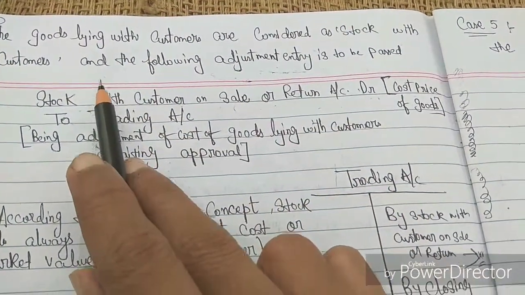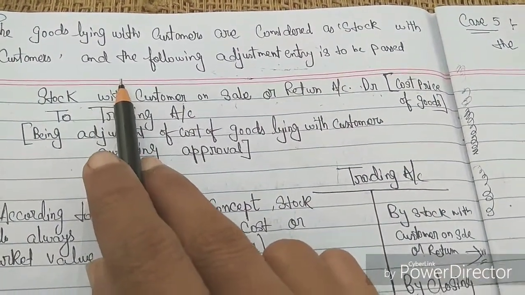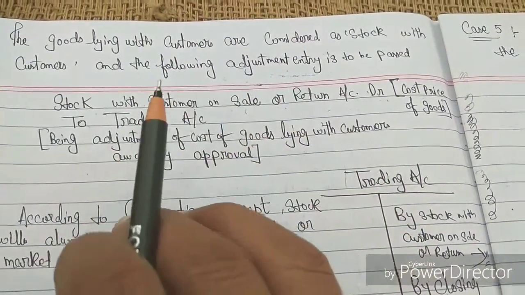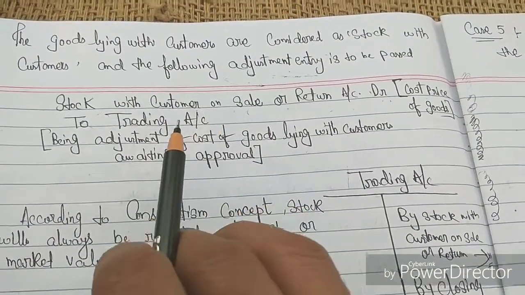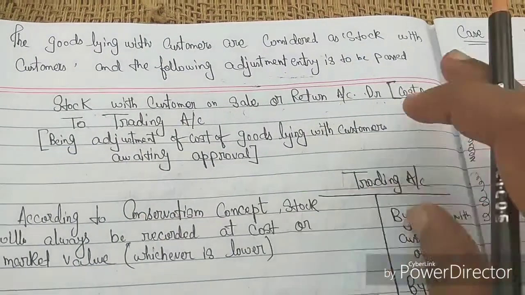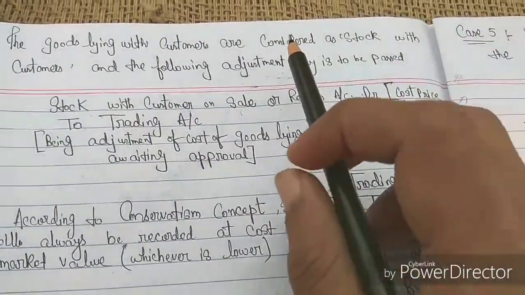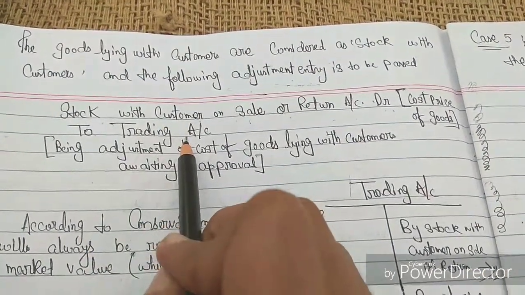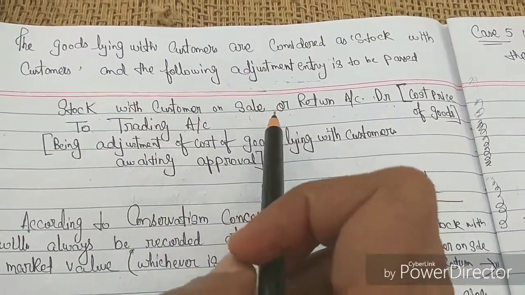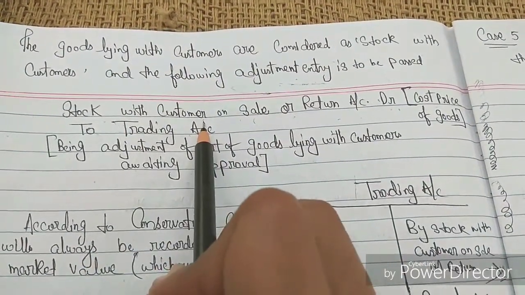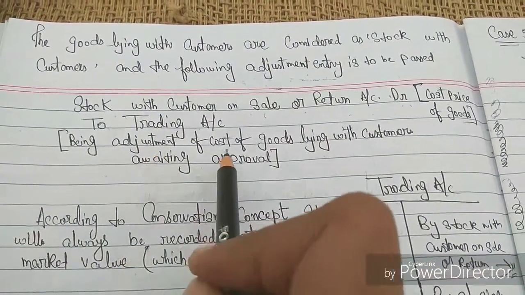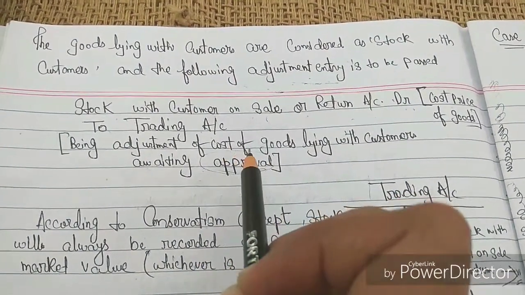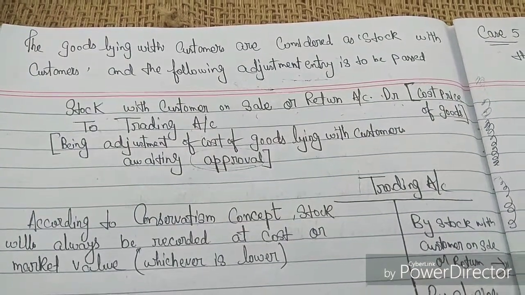So friends, after this we have to pass one more entry, which is regarding stock. So the stock with customer. The goods that we sent to the customer are still on approval. They haven't approved the goods, so we cannot record it as sales. So we have to pass an adjustment entry, an entry to record in the books of account the goods that we sent to the customer. So the entry will be stock with customer on sale or return account debit to trading account, and the narration will be being adjustment of cost of goods lying with customer awaiting approval. The customer hasn't given the approval yet.